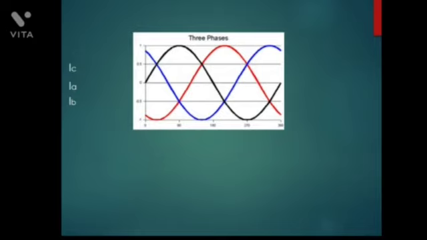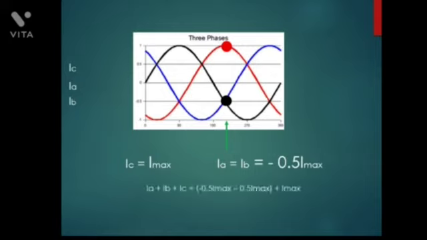Now, if you observe the diagram carefully, you will find that the sum of return currents is 0 at every instance. For example, at the instance corresponding to 240 degrees, IC is equal to maximum. IB and IA are equal to minus 0.5 Imax. So if we add these return currents, we will get the sum equal to 0, and this is true for every instance. We can therefore remove the neutral conductor without affecting the voltage or current in the circuit.